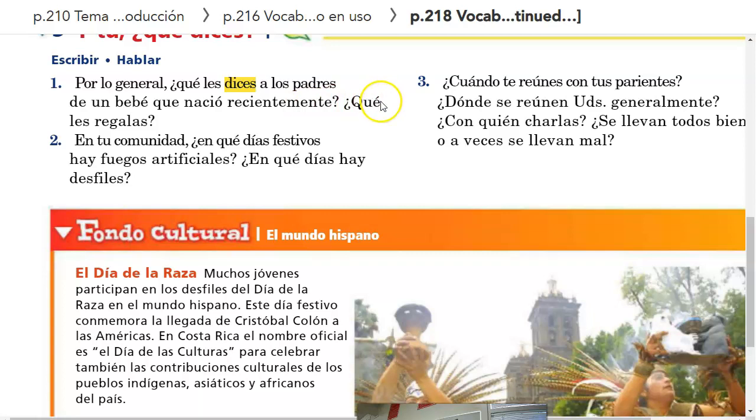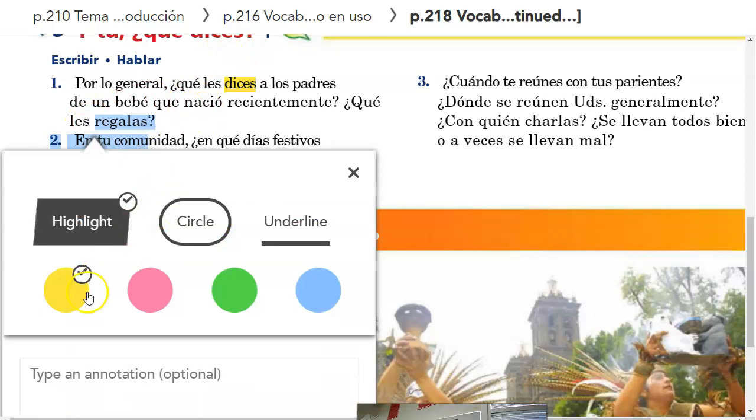And the second part to this question, ¿qué les regalas? What do you give them as a gift? For a baby shower, for example. Maybe you've never been to a baby shower before, but typically people will give gifts, something that the parents or the baby will need in those first few months. Diapers are a very common gift, for sure. So you can look at the key vocabulary for chapter 4a that we looked at. Maybe some toys.